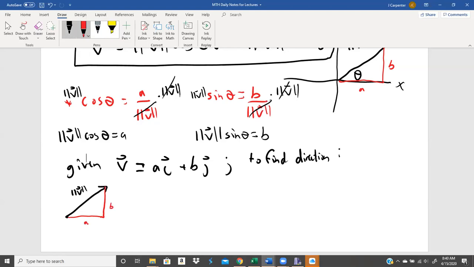The angle formed is right here, but I'm drawing this as a right triangle, and I don't necessarily know that it's a right triangle. So I'm gonna use that as a reference angle because it could be in quadrant 2, 3, or 4. So if we did the tangent of that, we did sine and cosine earlier to get components. Maybe we need to do the tangent. The tangent would be b over a. But if you wanted to find the angle, you can just take the inverse tangent of both sides.